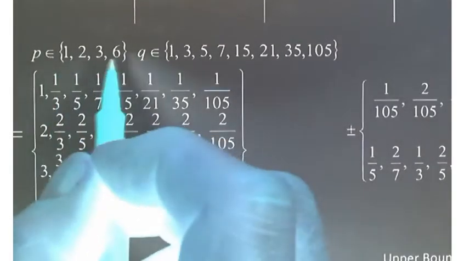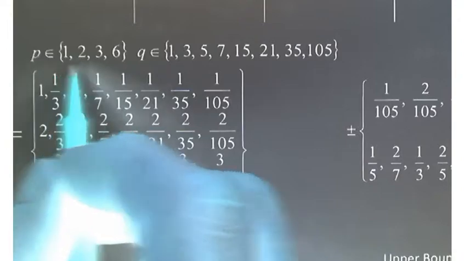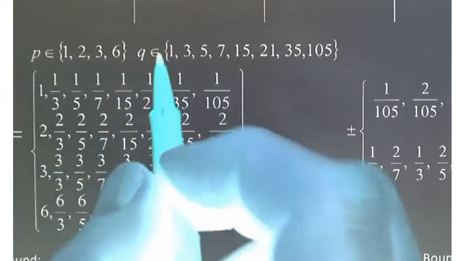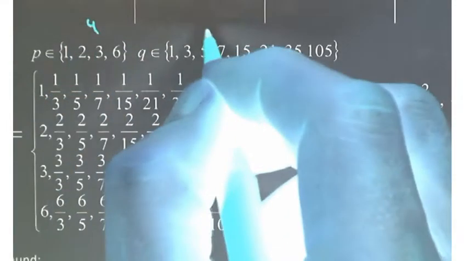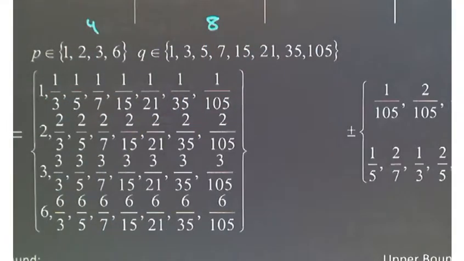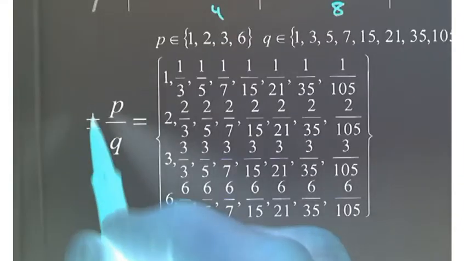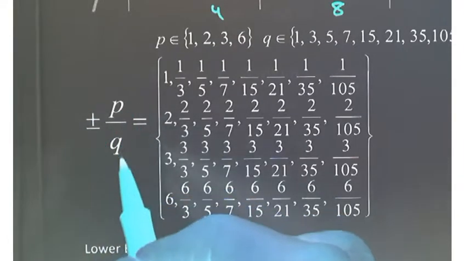6, or any of its factors, means p is one of these values. Q has a lot more possibilities. So there's 4 possibilities here times 8 possibilities here. If your polynomial is going to cross the x-axis at a rational root, it has to be something of the form plus or minus p over q.